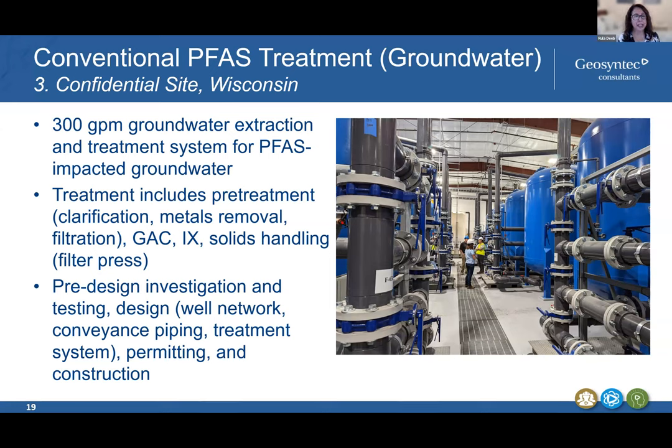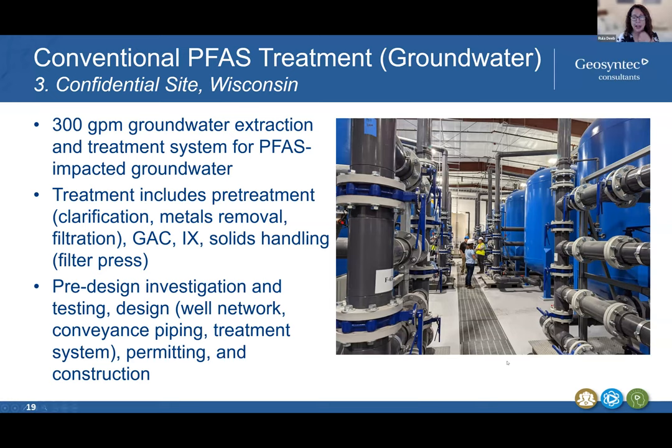So in this case, we designed a 300 gallon per minute groundwater extraction and treatment system to capture and treat the PFAS impacted groundwater. And again, in this case, pretreatment was a very important component that included clarification, metals removal, and filtration. That was followed by GAC, then ion exchange, and solids handling towards the end.